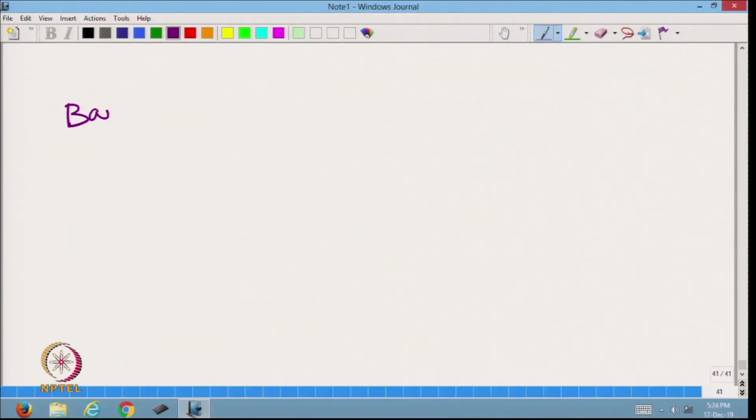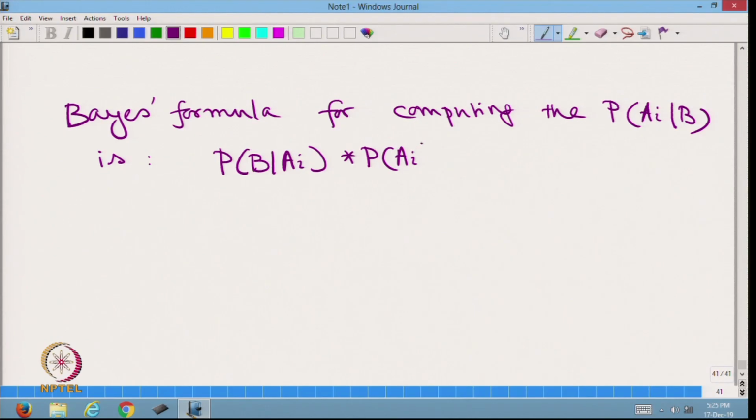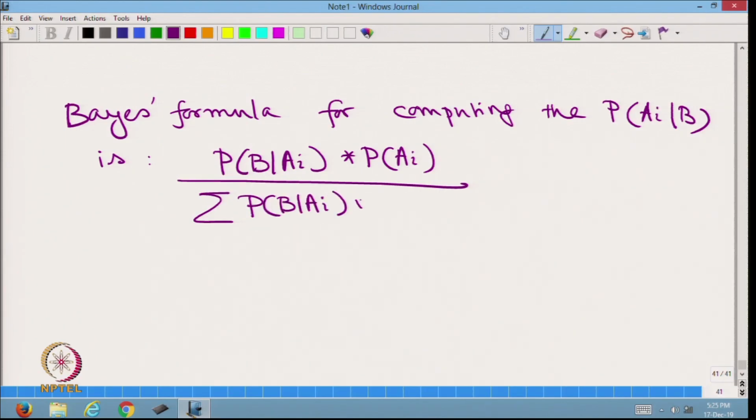Then Bayes' formula for computing the probability of AI given B is probability of B given AI multiplied by probability of AI, divided by sigma probability of B given AI into probability of AI, I is equal to 1 to n.